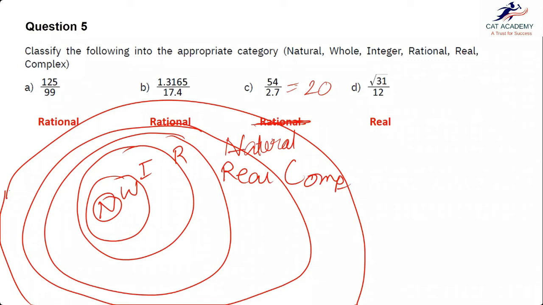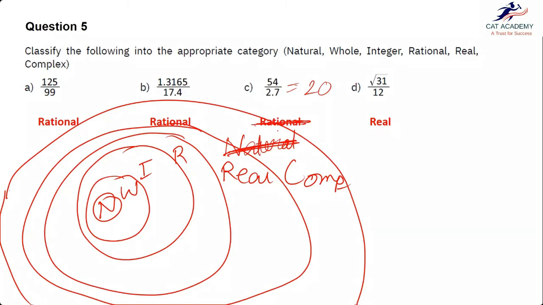Correct? So any number which is a natural number is also whole, also integer, also rational, also real, also complex. Any integer is real, rational, complex. Any rational is real and complex. But any rational is not necessarily an integer. A rational may or may not be an integer, but a rational is definitely real. Getting the difference between the two?